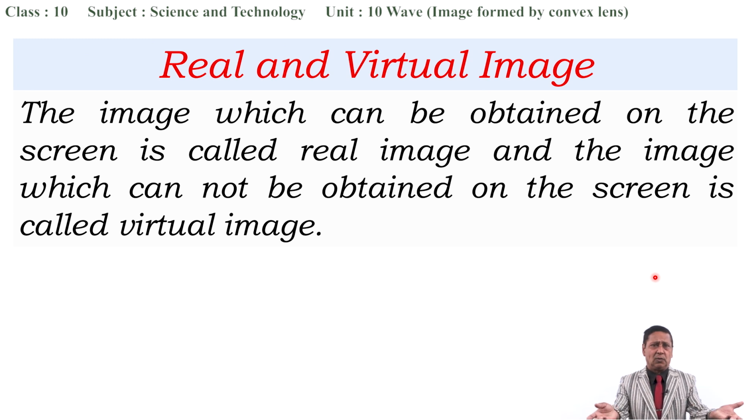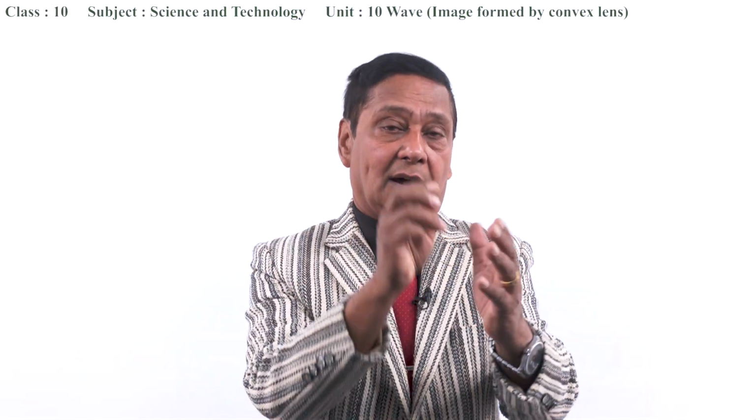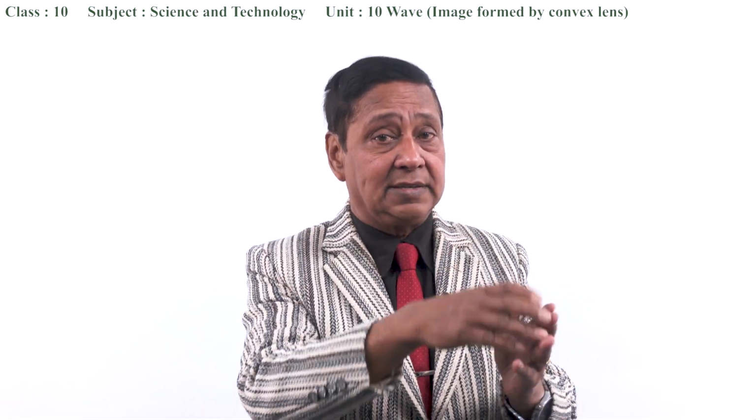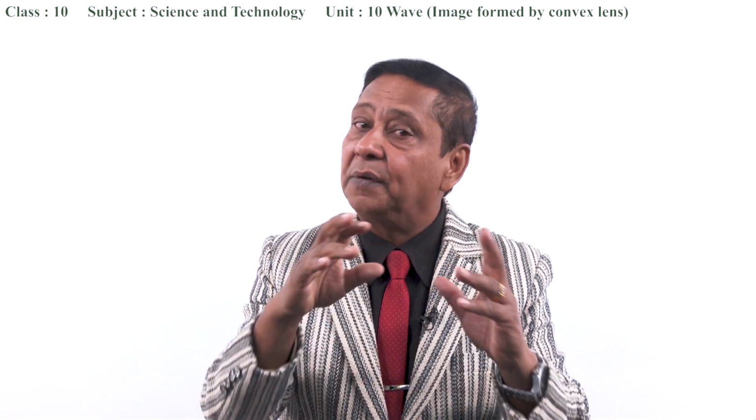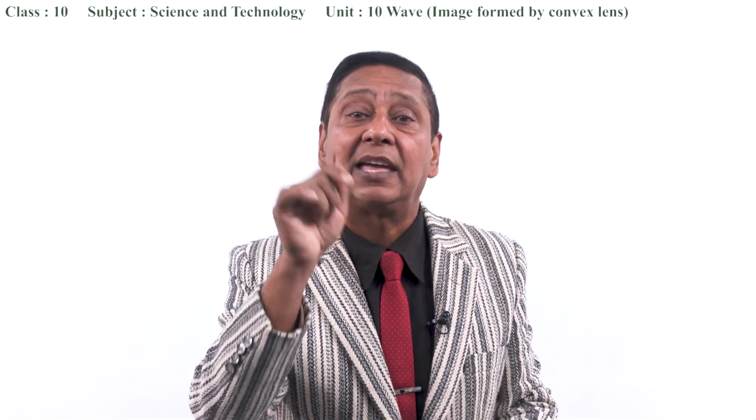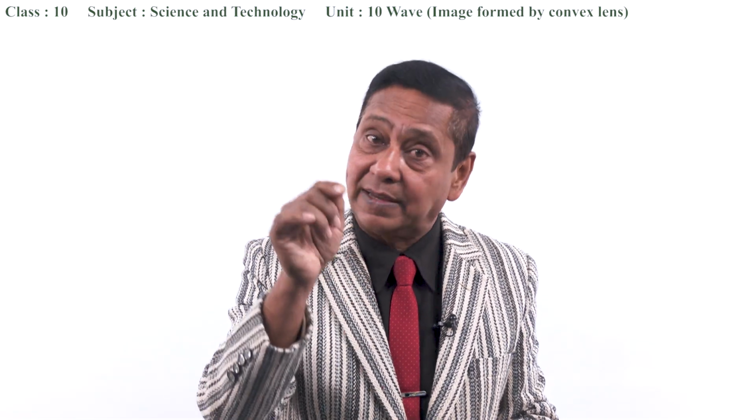Looking at this definition only, we cannot understand. Actually, whenever we have to make the image of an object, at least two rays of light should be taken from the object. The two rays of light which come from the object, if they strike a mirror, then they reflect back. And if they pass through a lens, they bend, they refract. After reflection or refraction, where they meet, at that point the image forms.